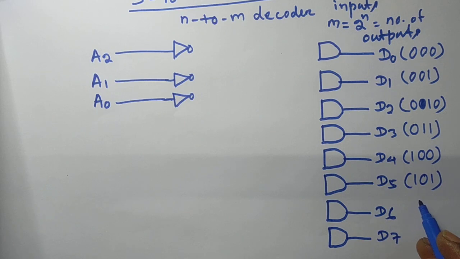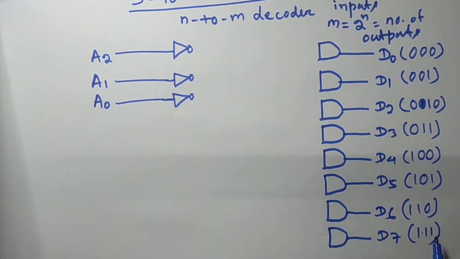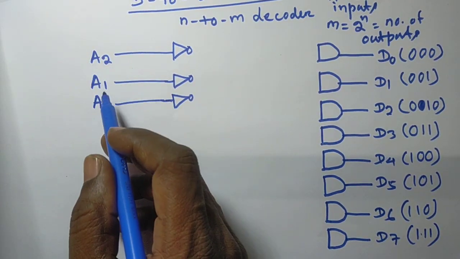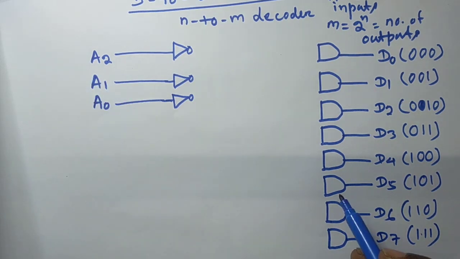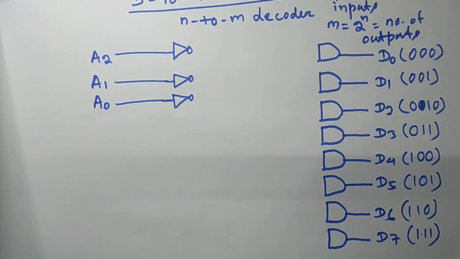Next is 110. Next is 111. Okay, 0 1 2 3 4 5 6 7. So it represents the binary form of each individual output value. In between these inputs A0, A1, A2 and outputs D0, D1, D2, D3 up to D7, how will it be designed?